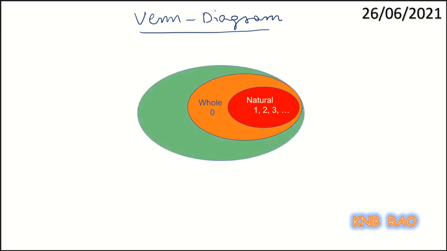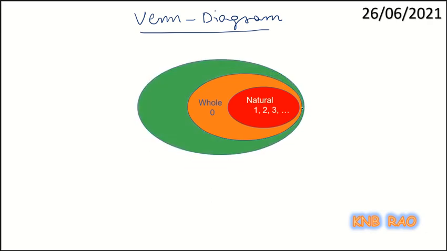Now, there is another big oval shape containing both these two ovals called integers, where integers have all the whole numbers along with the negative form of these natural numbers. That is, the negative form of 1 is minus 1, the negative form of 2 is minus 2 and so on. So, this big oval shape contains the other two small oval shapes. That means all the integers include whole numbers as well as natural numbers.